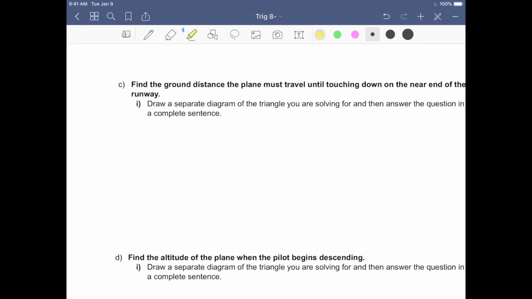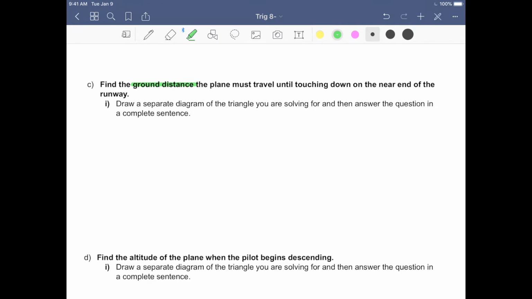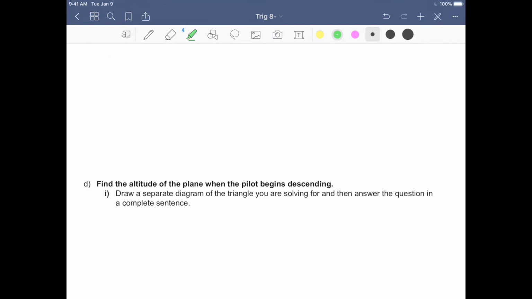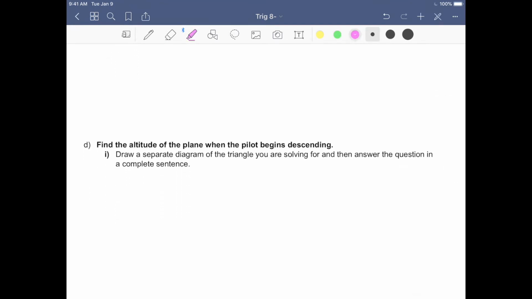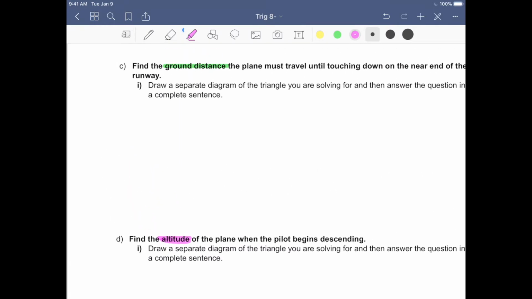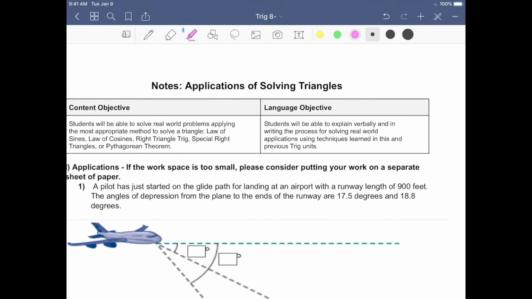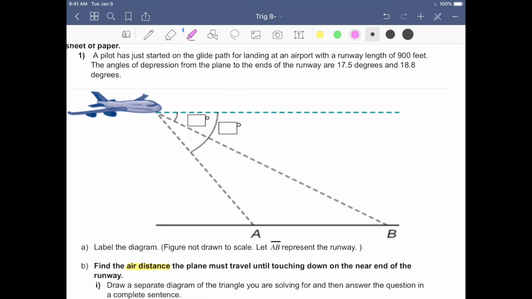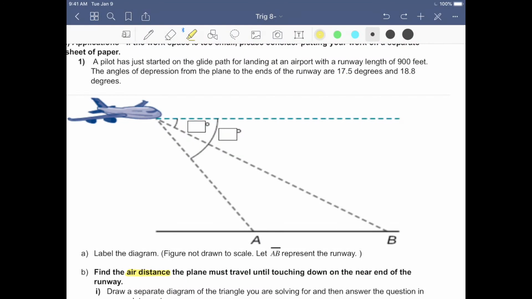Part C says I need to find the ground distance that the plane must travel until touching down on the near end of the runway. And part D says I need to find the altitude of the plane when the pilot begins descending. So I'm going to need to know where all of those things are on this diagram in order to make sense of what's happening. So first I'm going to talk about these angles of depression.